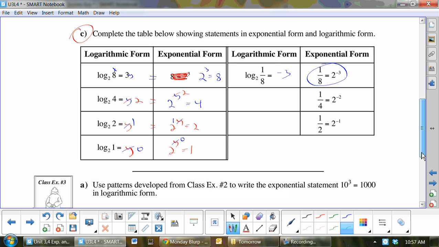Okay, so if I'm to rewrite this next one, this would be log. Now, what would be that little number that's lower? 2. Okay, we're getting that part. Now, what's going to be the number beside it? 1/4 equals negative 2. This one will be log 2 of 1/2 equals negative 1.